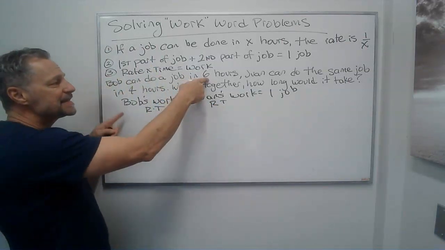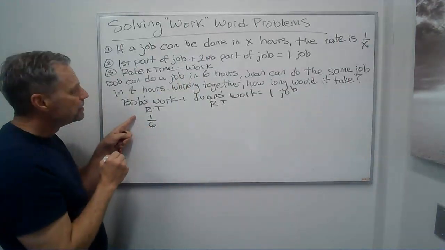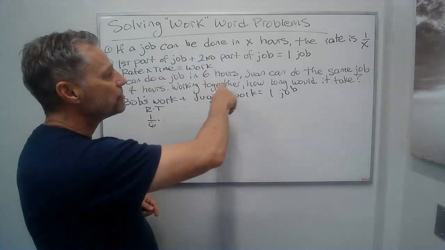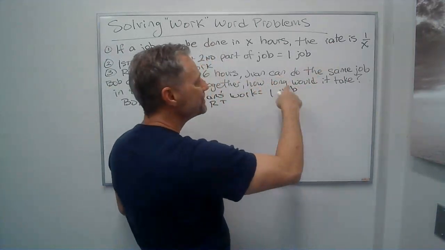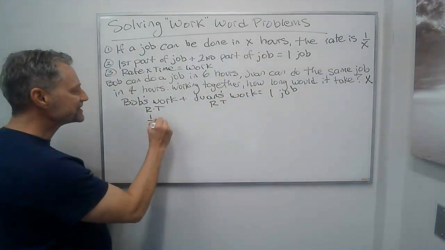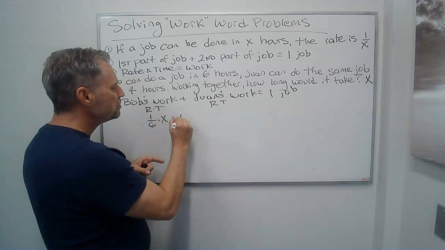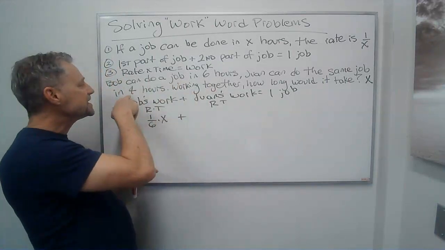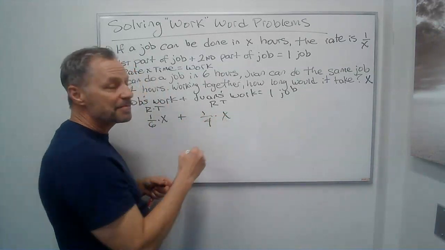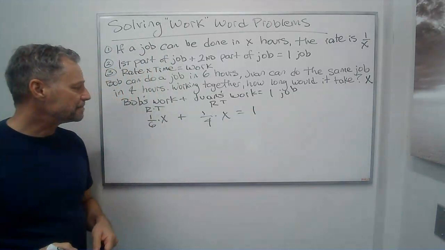Bob's rate, he can do the whole job in 6 hours, so his rate is 1/6 of the job per hour. One job every 6 hours. I don't know the time. How long is it going to take? I don't know how long it's going to take. That's X. That's what I'm looking for. So that's going to be X, the time they're working together. Well, plus Juan, his rate, he can do it in 4 hours, so his rate is 1/4. His time is going to be X. They're working together the whole time. And together they do one job.